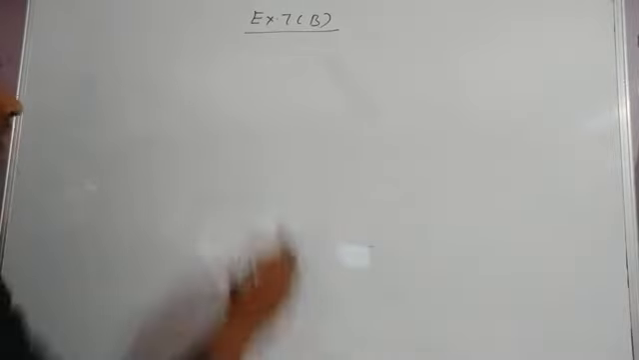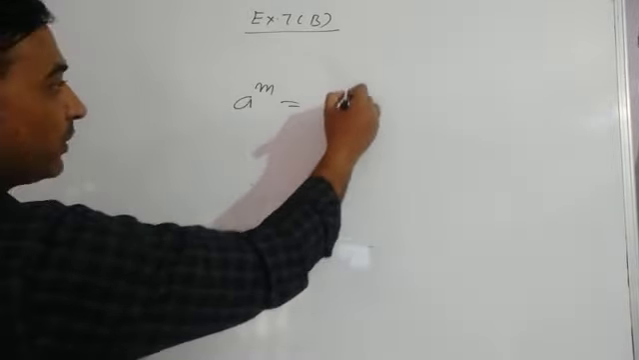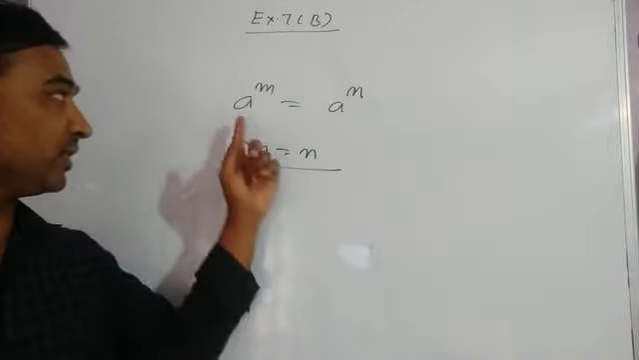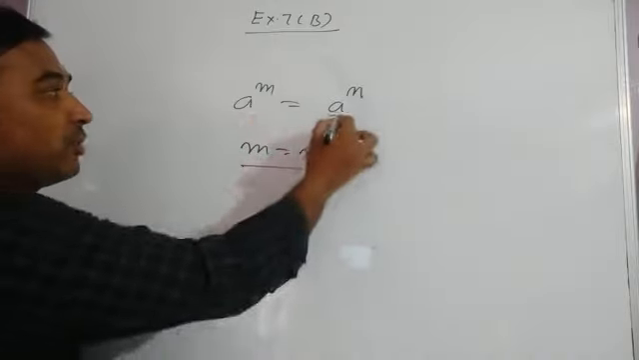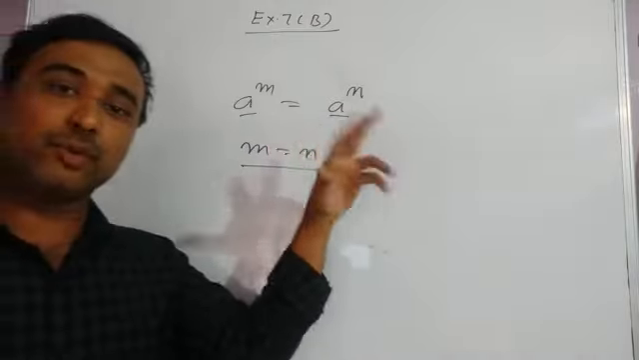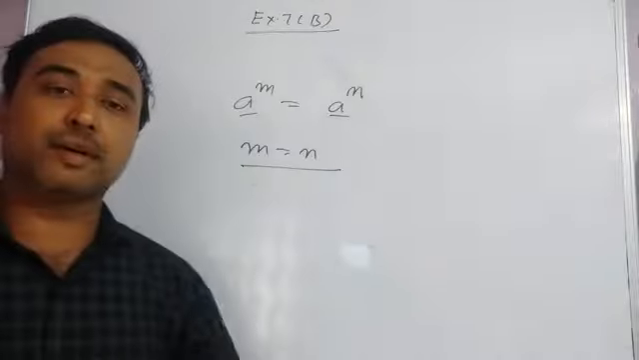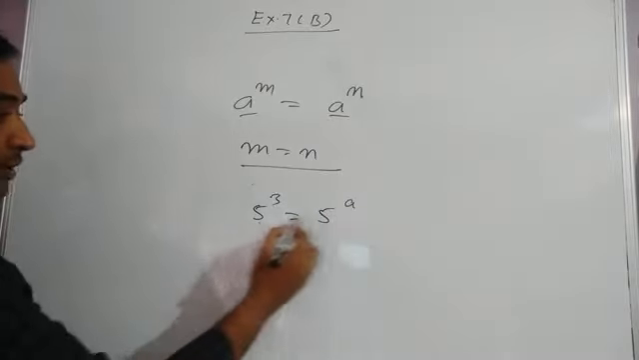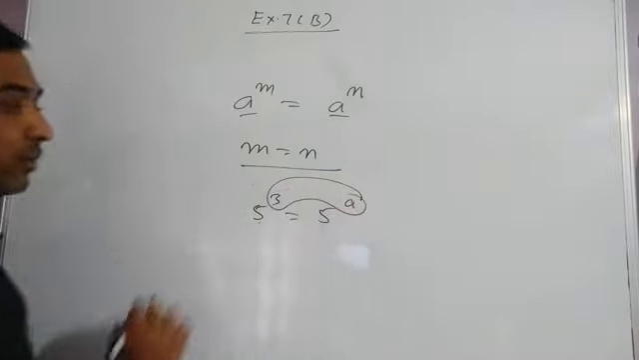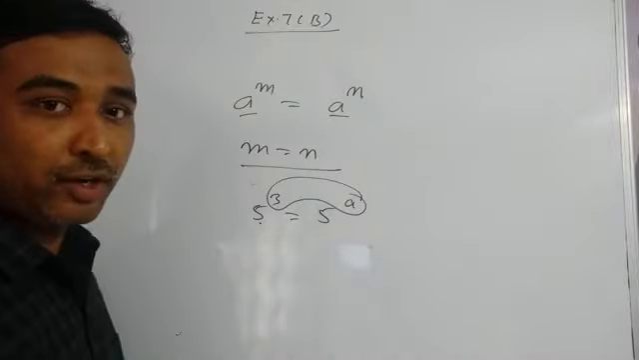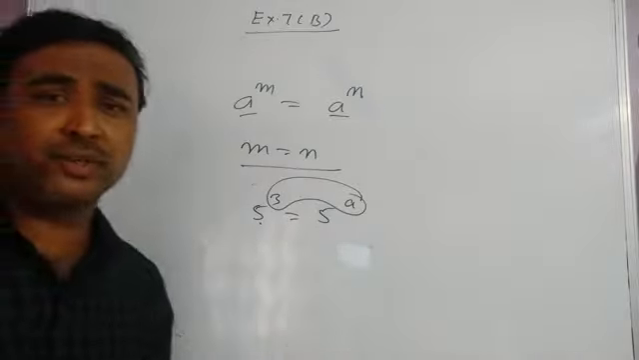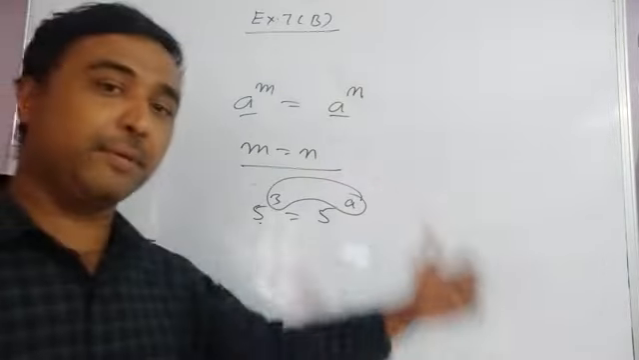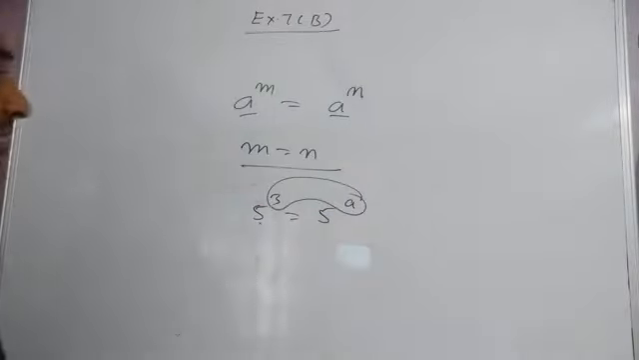As far as exercise 7b is concerned, we are going to come across one more concept: when a raised to m is equal to a raised to n, then for sure m will be equal to n. Obviously, if a raised to m is equal to a raised to n, the bases are the same. So when bases are the same, we compare indices. For example, when I say 5 raised to 3 is equal to 5 raised to a, this is possible only when the value of a is equal to 3. But for that, bases should be the same. So most of the questions in exercise 7b will be based on this simple concept only, and supplementary concepts will be there, that we have discussed just now.